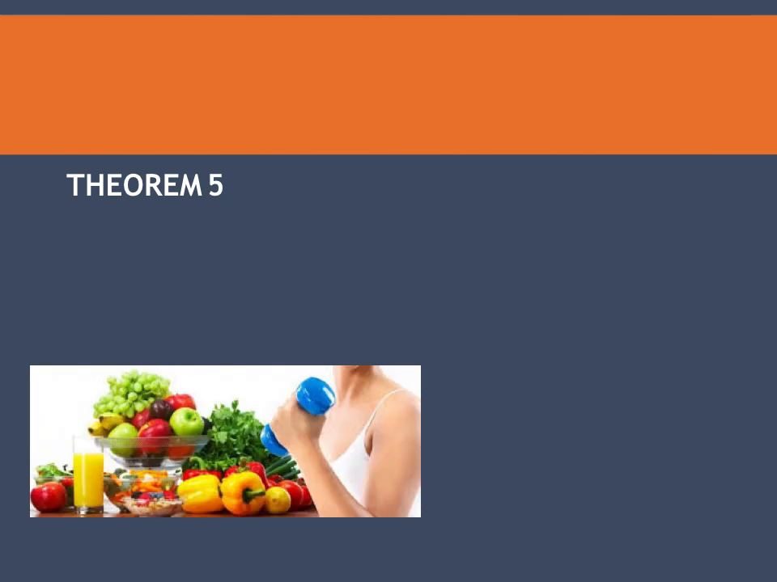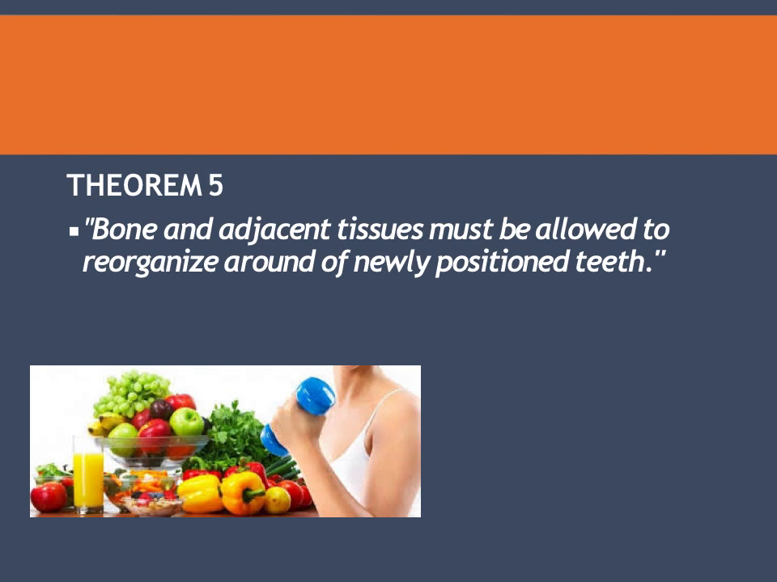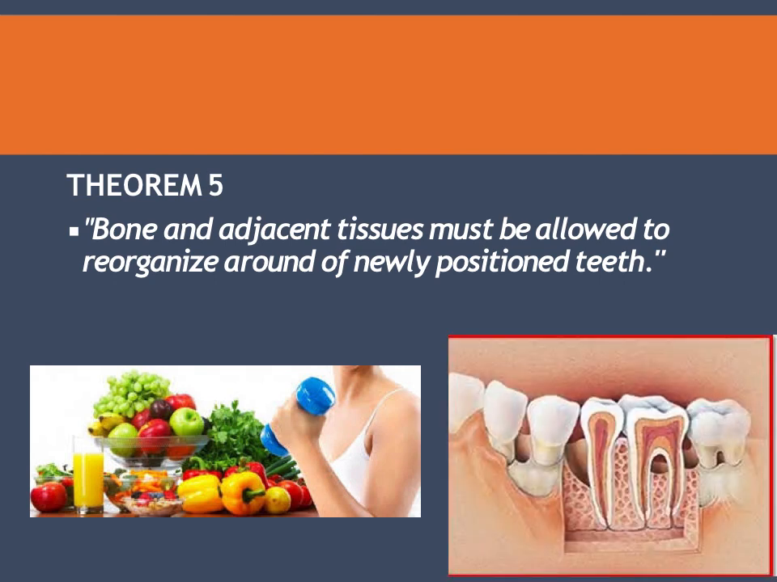Theorem 5 says, of course, ultimately we have to make sure that things are harmonized well. It's not just that she gives up food completely. She has to get it replaced and give enough time that her diet pattern itself is changed. She cannot be starving, right? So we have to give enough time for the bone and adjacent tissue to reorganize around the newly positioned teeth, and only when the teeth are stable in that new position, then you remove the appliance.